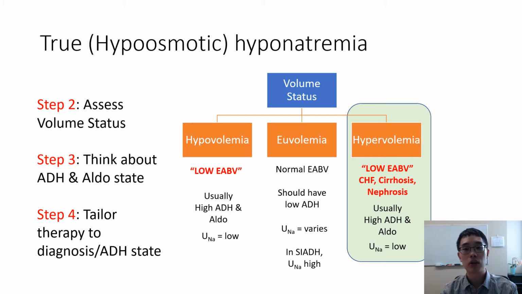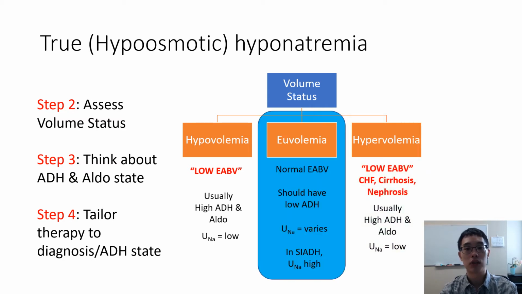If we think about the urine sodium concentrations, or UNA, the low effective arterial blood volume stimulates aldosterone, and the high aldosterone will result in reabsorption of as much sodium as possible, resulting in low urine sodium levels. So in both cases of hypovolemic and hypervolemic hyponatremia, urine sodium levels should be low.